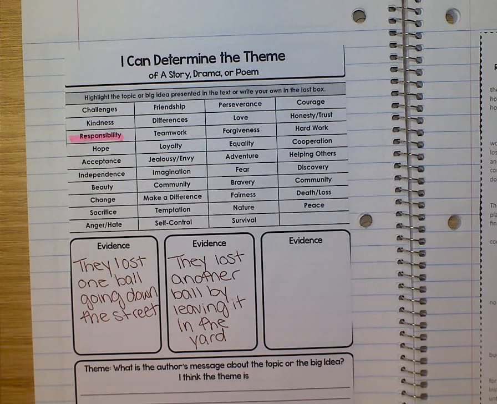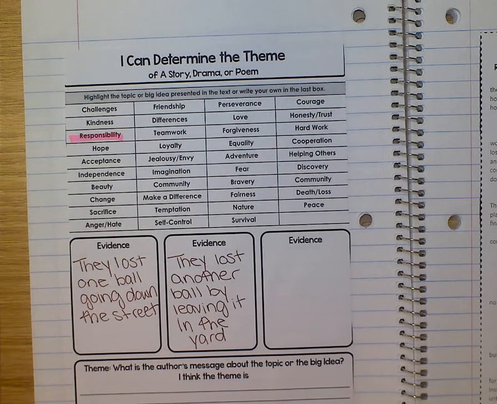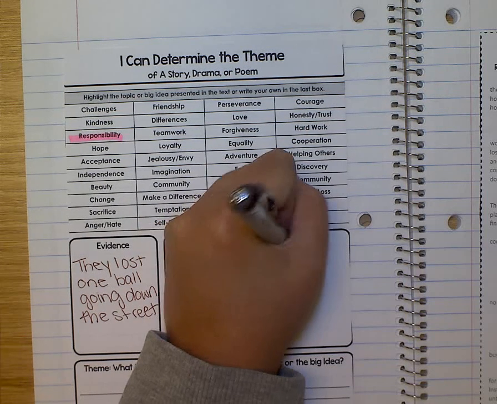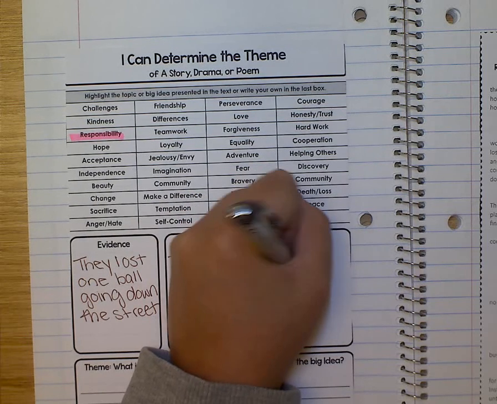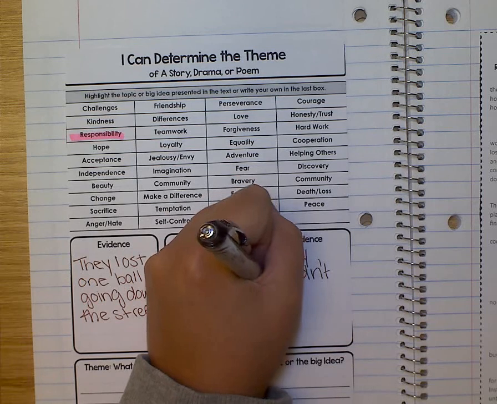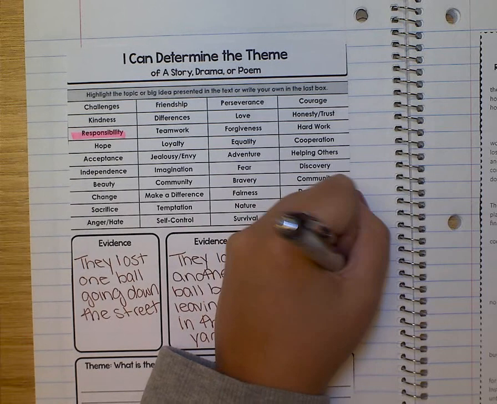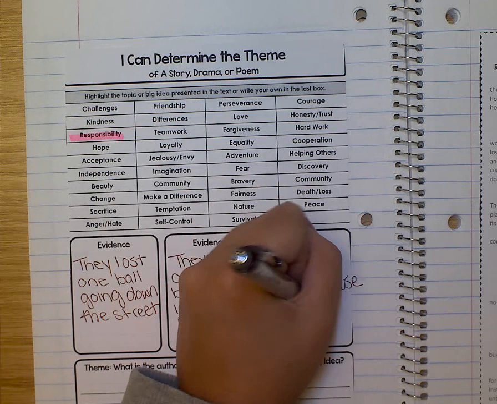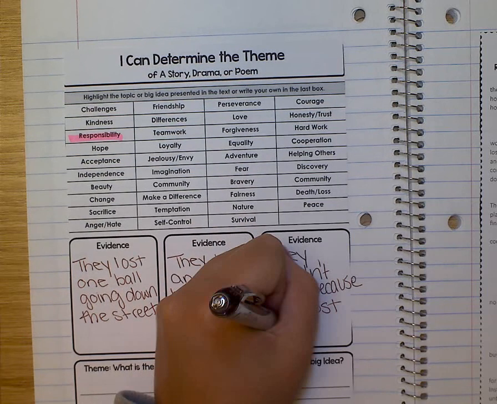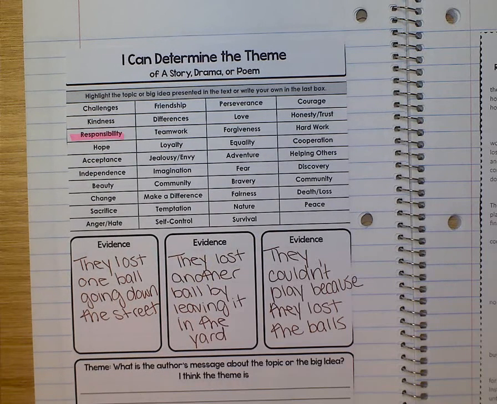So they lost 1 ball going down the street. They lost another ball by leaving it in the yard. And then what else? What happened as an effect from that? Well, the effect was, instead of getting to play, they had to spend all their time working to earn some money to buy their own ball. So that last piece of evidence was they couldn't play. They couldn't play because they lost the balls.